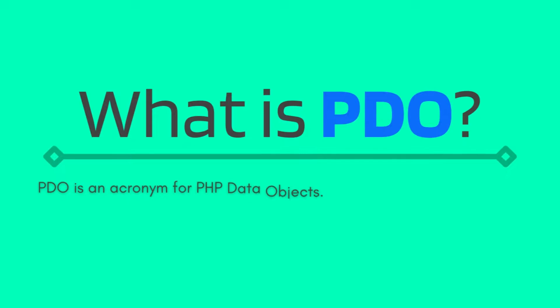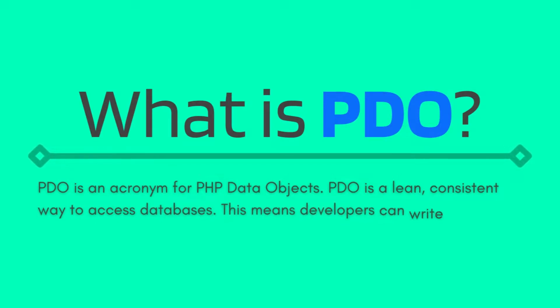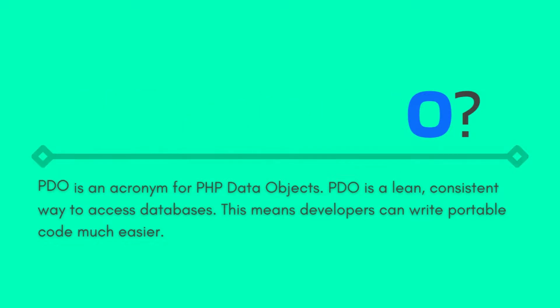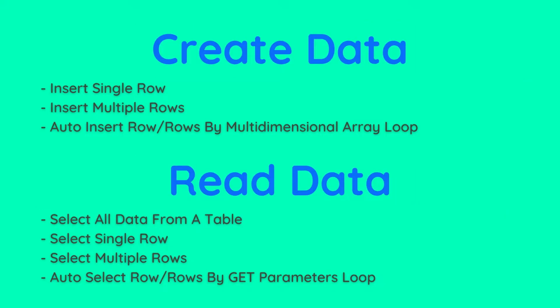What is PDO? PDO is an acronym for PHP Data Objects. PDO is a lean, consistent way to access databases. This means developers can write portable code much easier. In the following, I will teach you how to run these commands and how to change your database data.